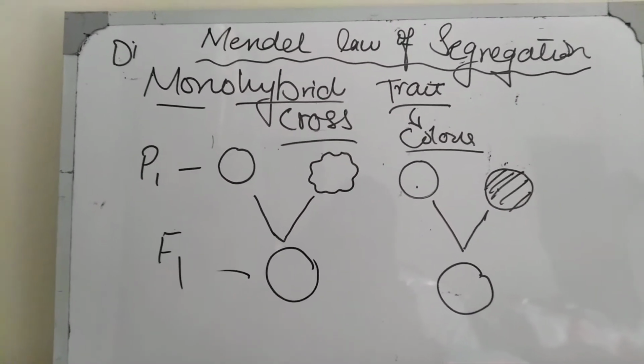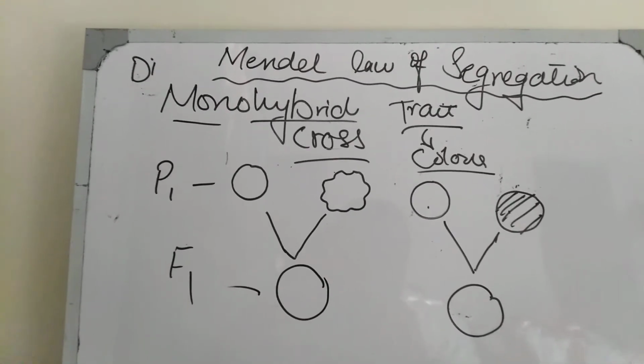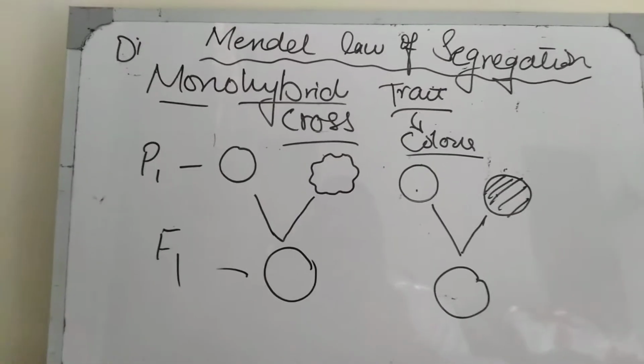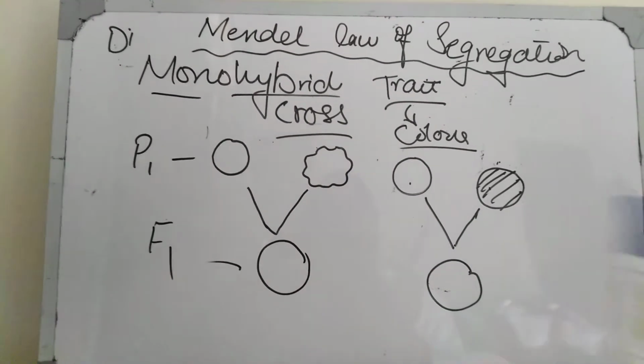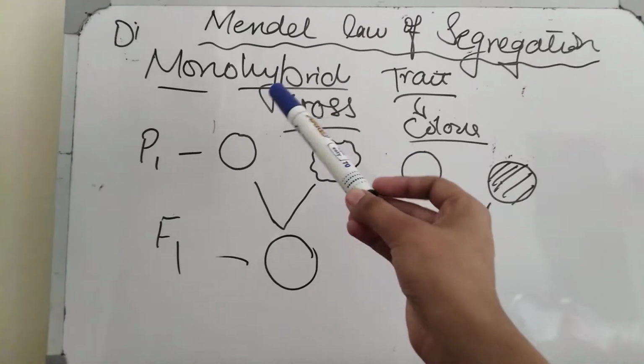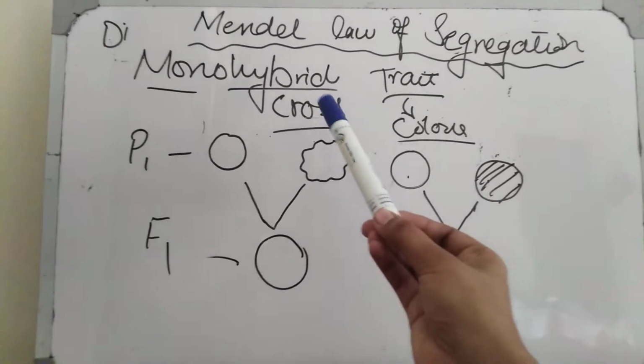Today our topic is Mendel's law of segregation from chapter number 15, Inheritance. Before going to the complete topic, I am going to give you a mini concept about monohybrid cross and dihybrid cross. What is a monohybrid cross? A cross in which only one trait is studied at a time.